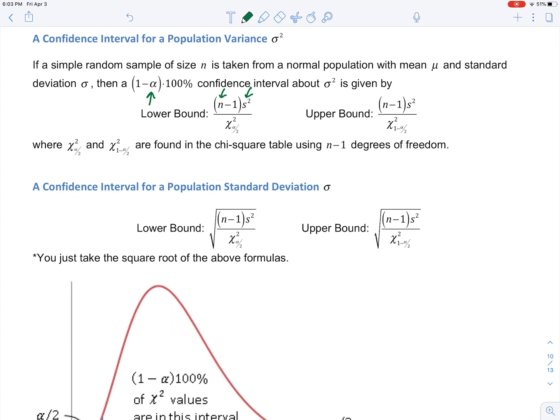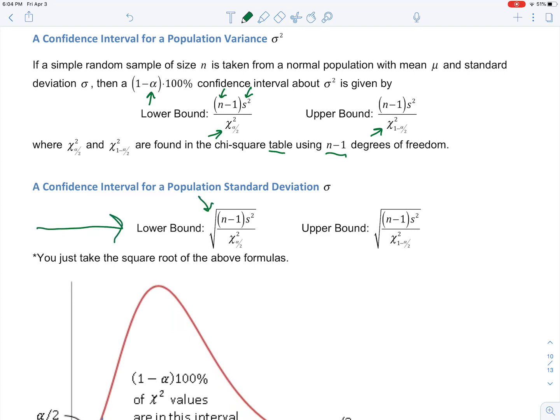You'll notice in the formula you will need the sample size, and you'll need the sample variance, which is just the square of the sample standard deviation. And then you have to find these chi-square values in the denominator of the formulas. Those chi-square values are found in a table using n-1 degrees of freedom. As mentioned above in the notes, the shape of the chi-square distribution changes depending on the degrees of freedom, which is why you need to know the degrees of freedom to find the chi-square value from the table.